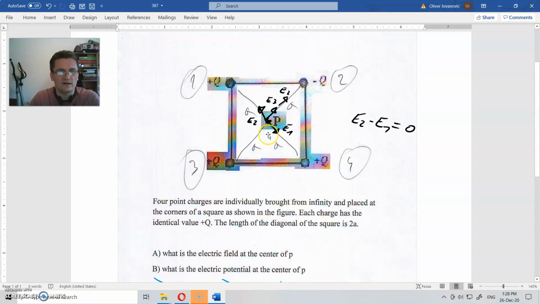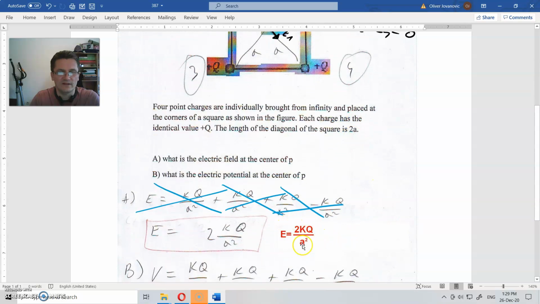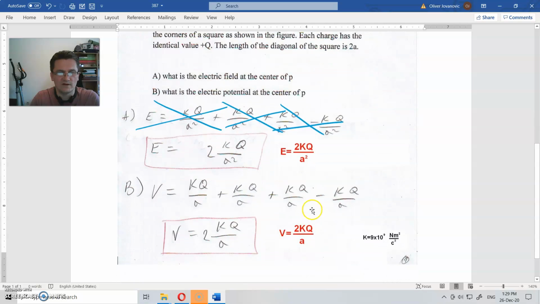Did you understand that? These two combat each other and cancel each other out because they are the same. These two work together and add, because they are in the same direction. And that's why we did get 2KQ divided by a squared.